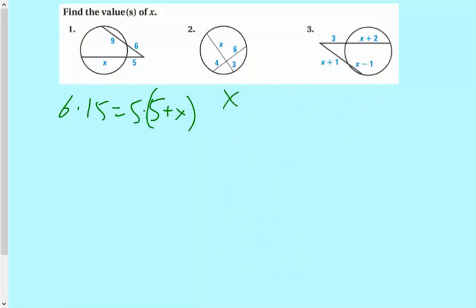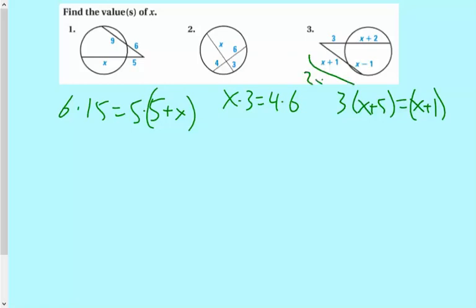Here I have x times 3 equals 4 times 6. Solve that. Here I have 3 times x plus 5 equals x plus 1 times, but this is going to be interesting, this whole length here is 2x plus 1 minus 1, that's 0, so it's just 2x.